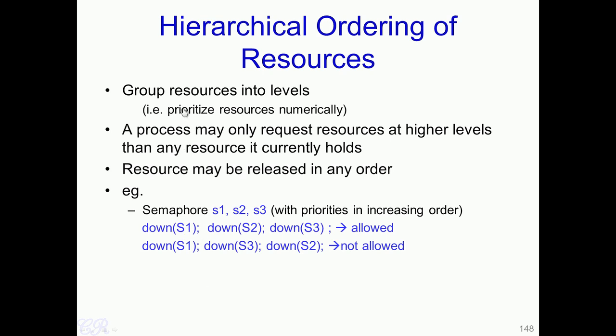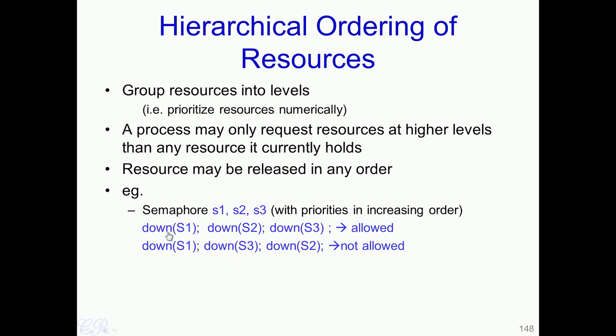Here resources are grouped into levels, that is, they are prioritized by some numeric value. A process may only request resources at a higher level than any resource it currently holds, and resources may be released in any order. For example, let us say we have semaphores S1, S2 and S3 with priorities in increasing order, that is, S3 is the highest priority while S1 is the lowest priority.